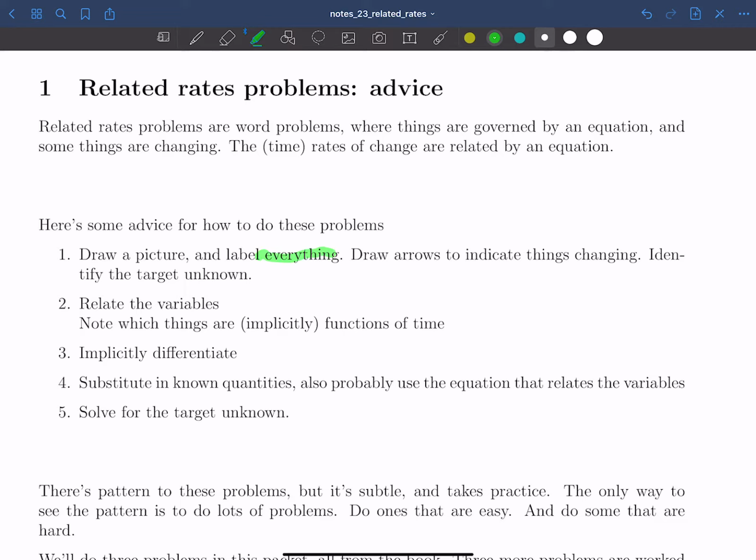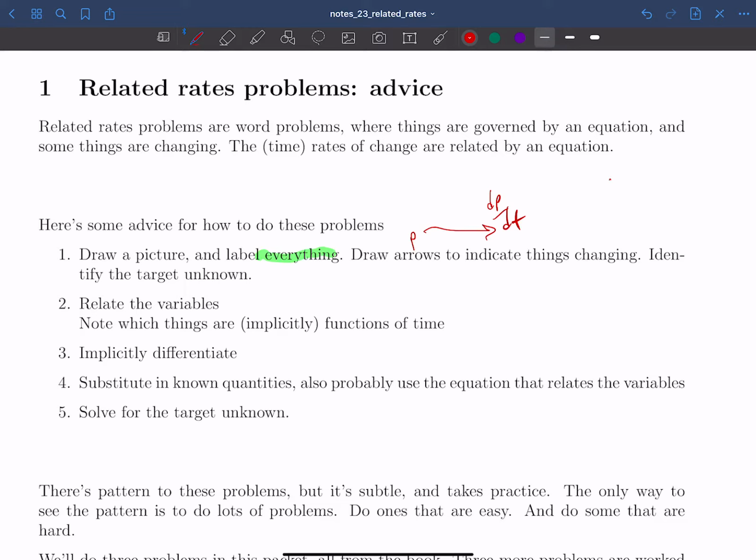I really like drawing arrows to indicate that there's action. So if something is moving to the right, I'll draw a right arrow, and I'll try to label that with what it represents. So if that's some quantity, let's suppose that that's some quantity P, and P is moving, then the speed of P is going to be dP/dt. And I think that that's really important because we're all about rates of change here.